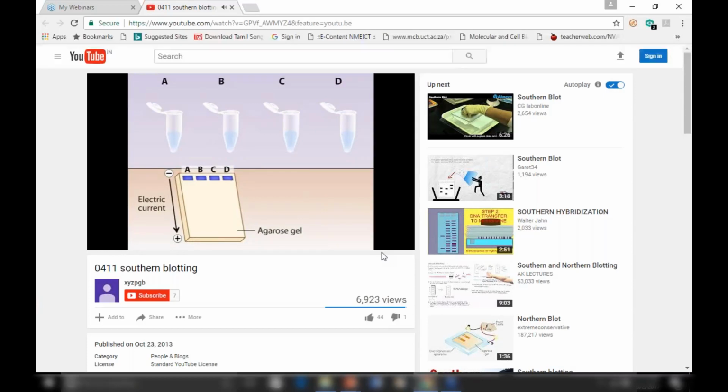An electric current draws the negatively charged DNA through the gel toward the positive electrode. The positions of the DNA on the agarose gel indicate the sizes of the plasmids. Smaller pieces of DNA migrate faster than larger ones through the agarose pores, because larger pieces meet with more resistance. In this example, the plasmids in lanes A through D are similar in size. The plasmid in lane C migrates slower than the others and is therefore a little larger.